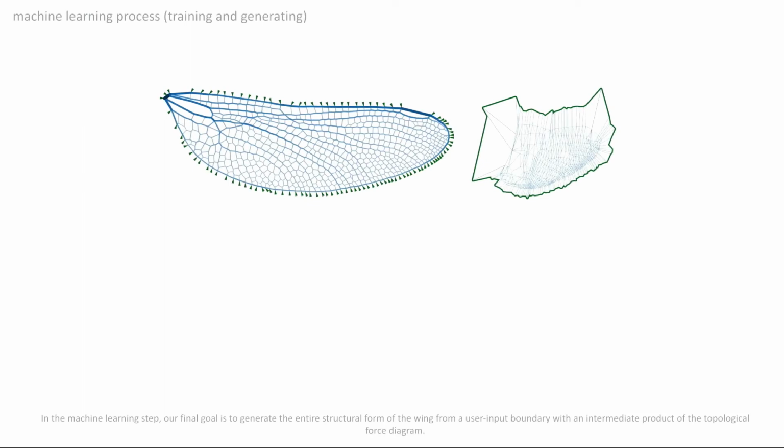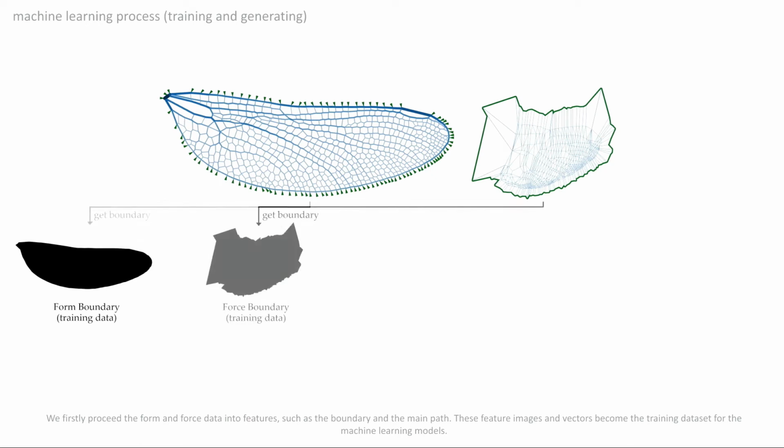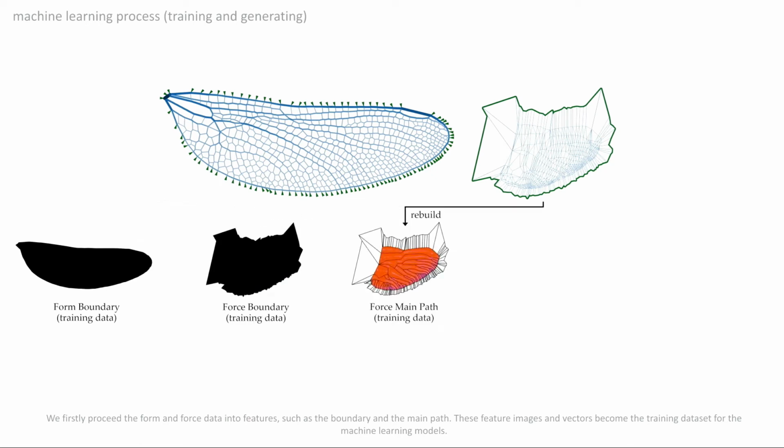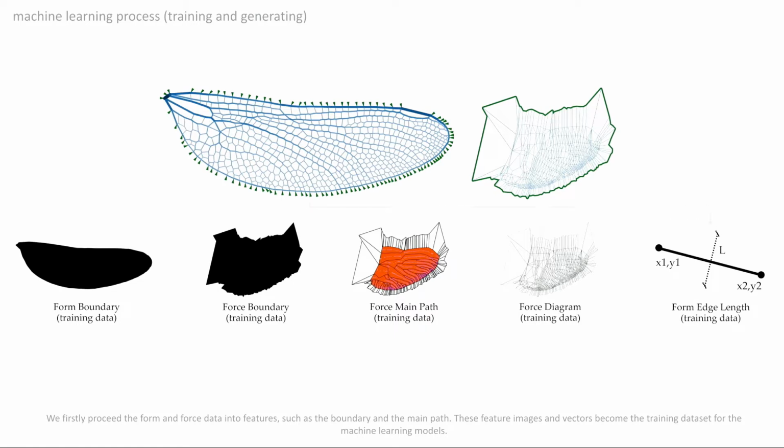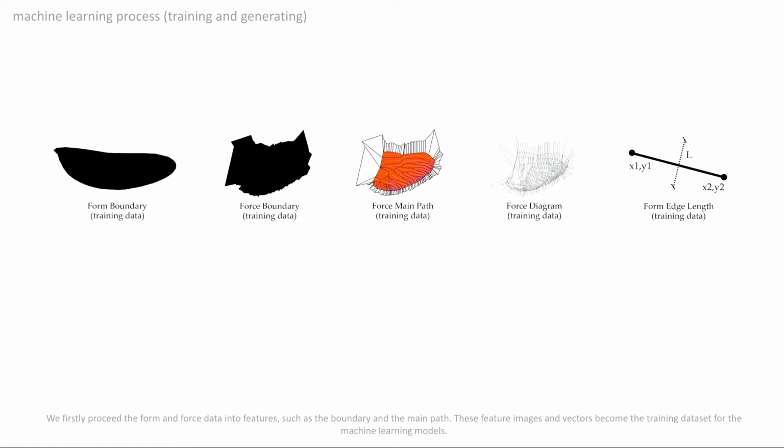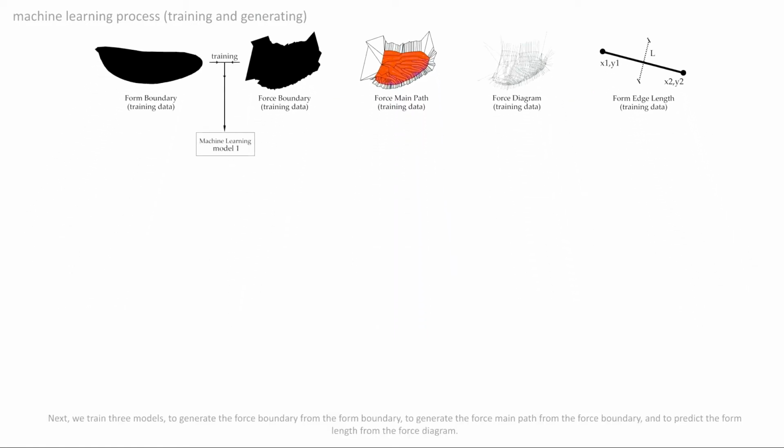In the machine learning step, our final goal is to generate the entire structural form of the wing from a user input boundary with an intermediate product of the topological force diagram. We first process the form and force data into features, such as the boundary and the main path. These feature images and vectors become the training dataset for the machine learning models. Next, we train 3 models to generate the force boundary from the form boundary, to generate the force main path from the force boundary, and to predict the form length from the force diagram.